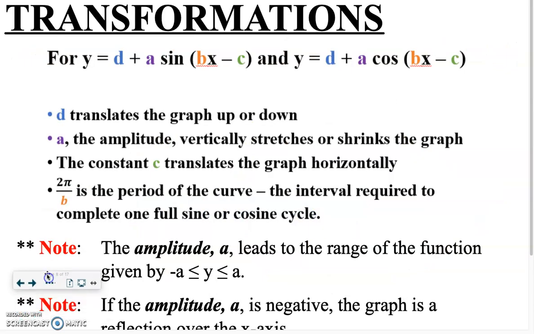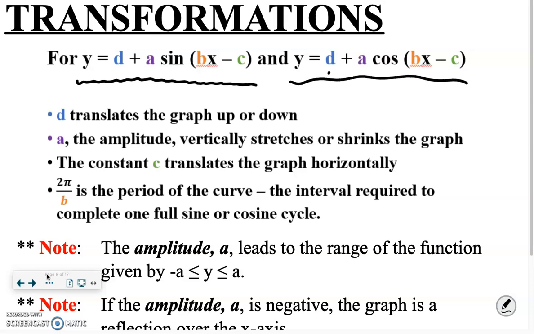Okay, now why put it in two different ways? So it's just to kind of get out in front of that. What we see on this first slide, these provided equations, y equals d plus a times the sine of bx minus c, or the cosine equivalent, where they're putting d out front. That's the constant.